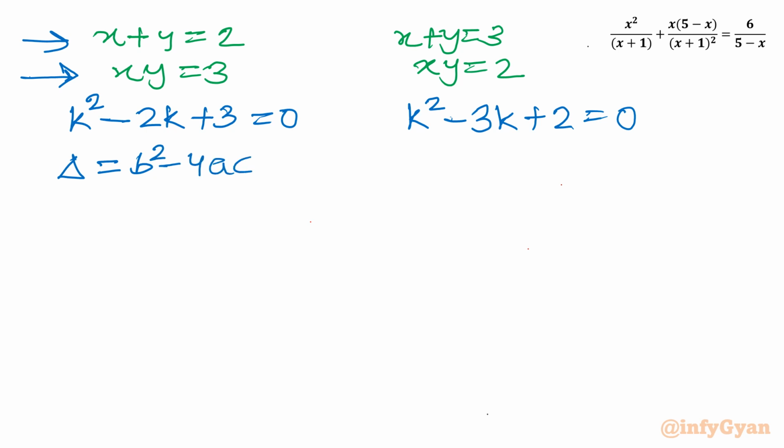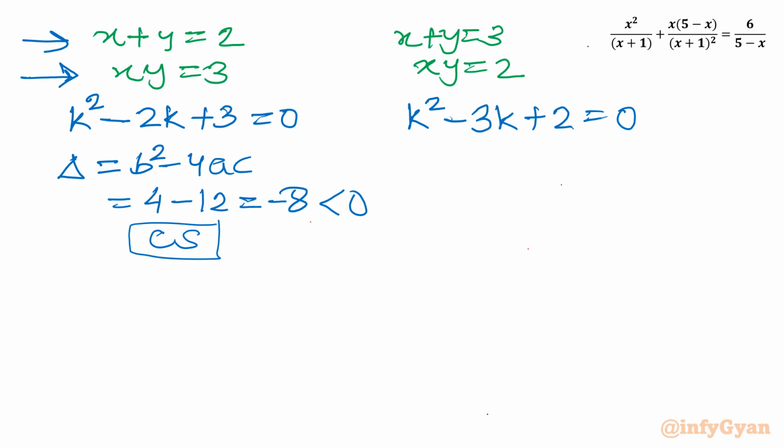b square minus 4ac. So b square is minus 2 square, 4, minus 12. So this value is negative 8. Complex solutions. So we will reject this solution set. So rejected.